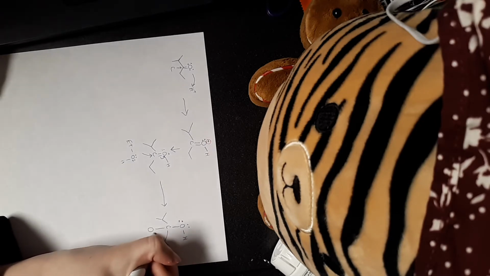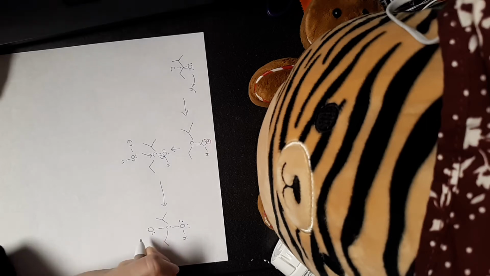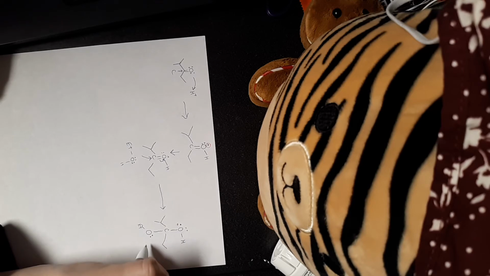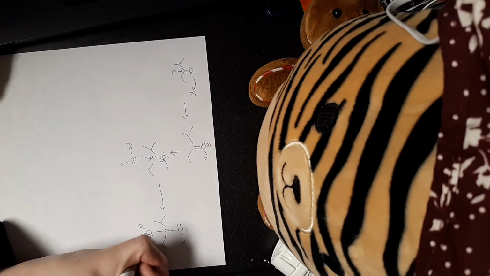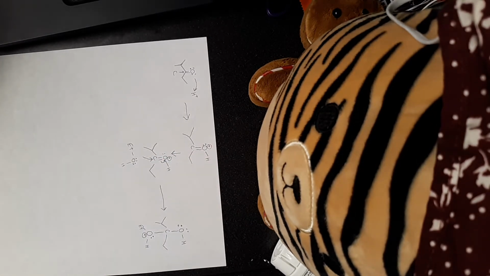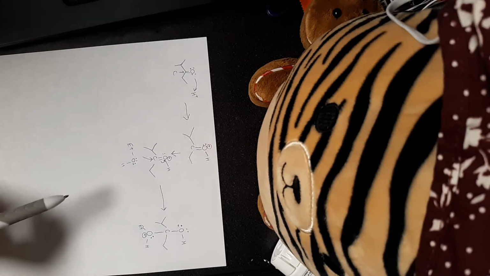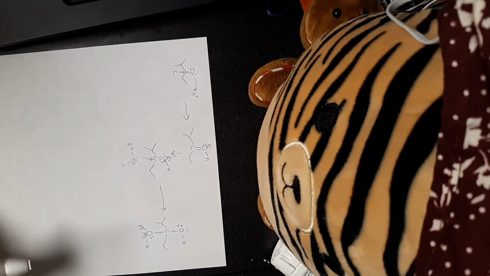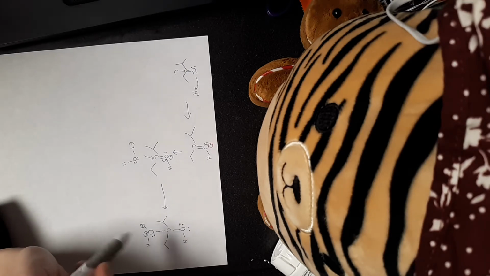And so now we have the EtOH formed. We're bonded all together, and this is gonna have a plus charge, a positive charge. So then, the deprotonation by the water will form the hemiacetal. So we have this right here.